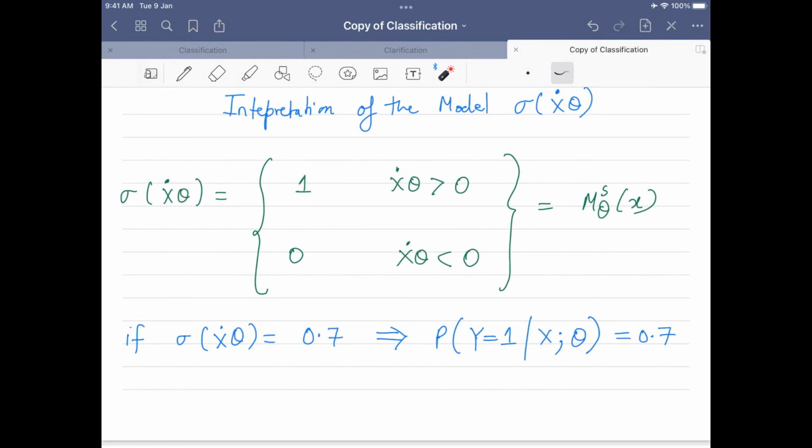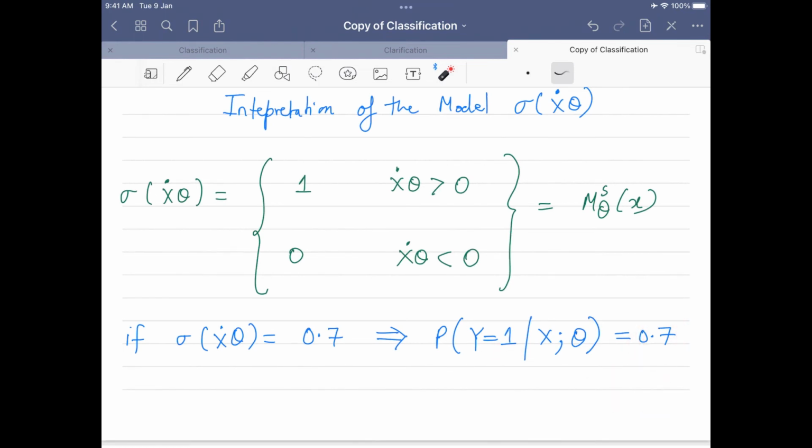We are trying to find the interpretation of the results that we will get from sigma x dot theta. If this model gives you a value of 0.7, let us say, because you know its range lies between 0 and 1, then we interpret this value as the probability of belonging to class 1. We say that the probability of belonging to class 1 is 0.7, or 70%.